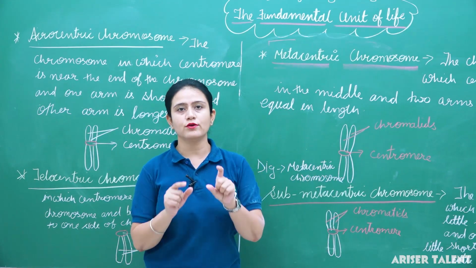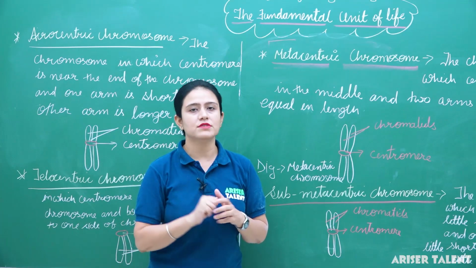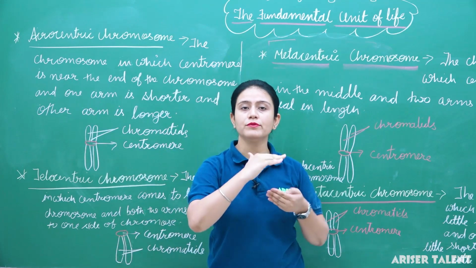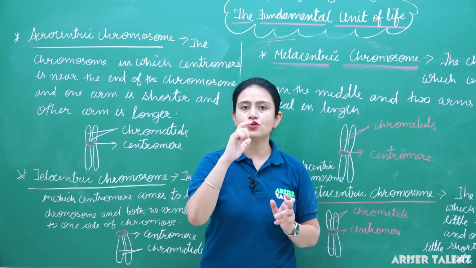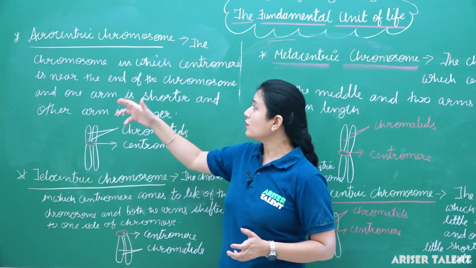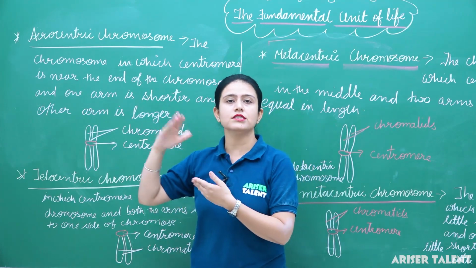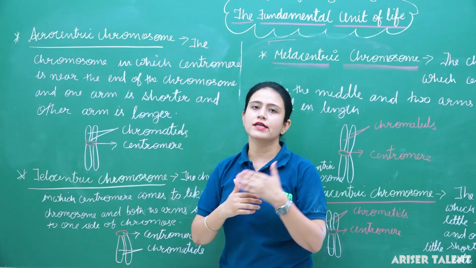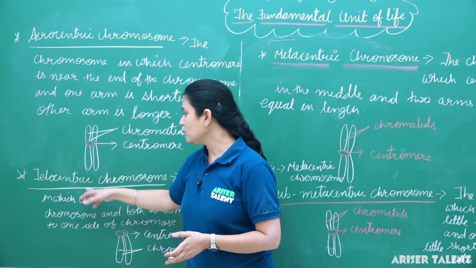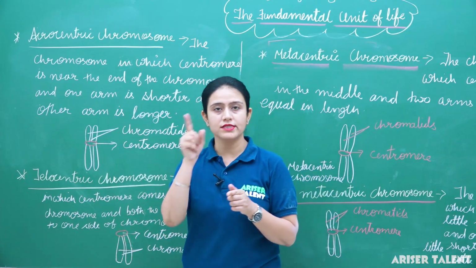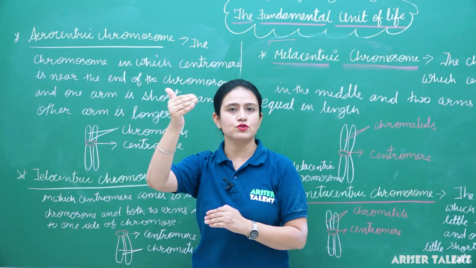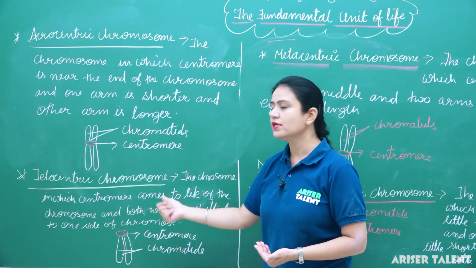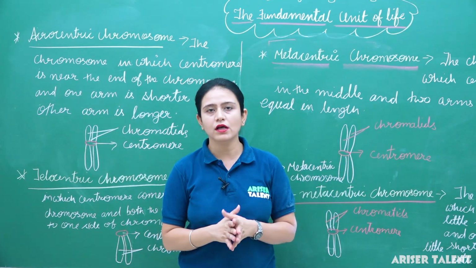Metacentric chromosome, in which the centromere is in the center and both the arms are of equal size. In a submetacentric chromosome, the centromere has shifted from the middle, and one arm is short and another arm is long. Acrocentric chromosome, when the centromere reaches near the end of the chromosome, one side of the arms is shorter and another side is longer. But in the telocentric chromosome, when the centromere reaches the tip of the chromosome, then both the arms are shifted to one side, and this is known as a telocentric chromosome. This was all about the chromosome.